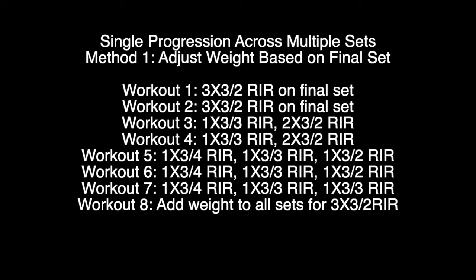And that doesn't just apply to triples. It's any repetition range you're using, 3, 5, 8, 12, it doesn't matter. The point is that you're doing 5 by 5, 4 by 8, 3 by 12, 3 by 15, whatever it is. You add weight when the final set has adapted to the point that it's easier than you want it to be. I think this type of approach is really particularly good for low repetition training in terms of waiting till you hit the final set at the new, easier intensity before you add weight.